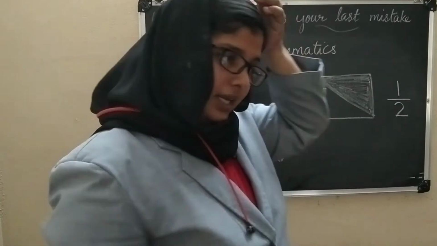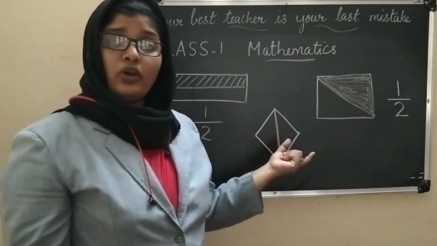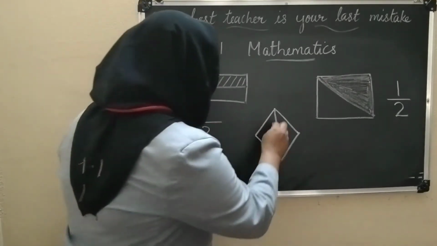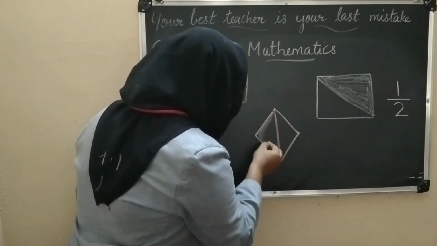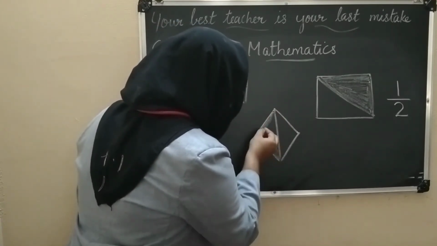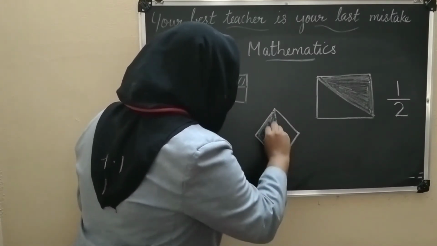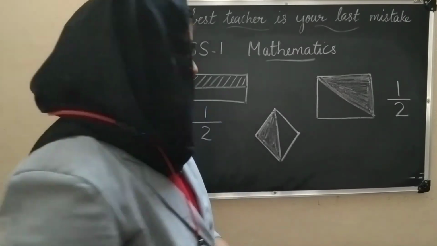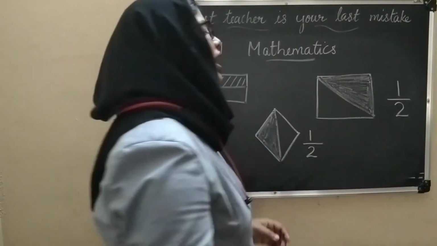Okay. Then, next step. It is cut into two equal parts. We need to shade one part. So, I am going to shade this part. So how will we write the fraction? Yes, 1 by 2. This is half.